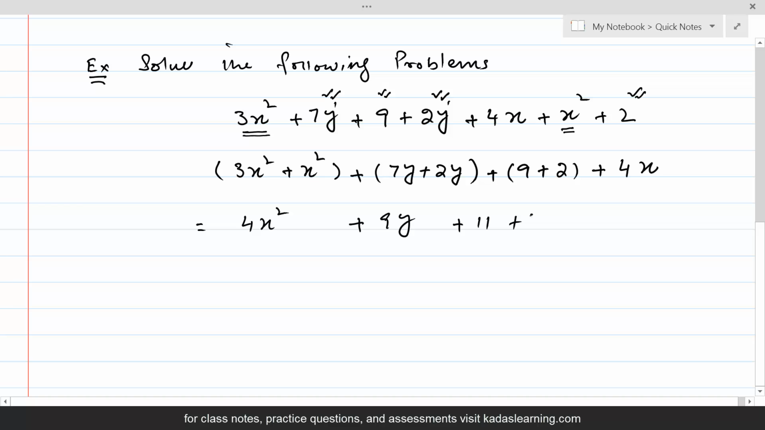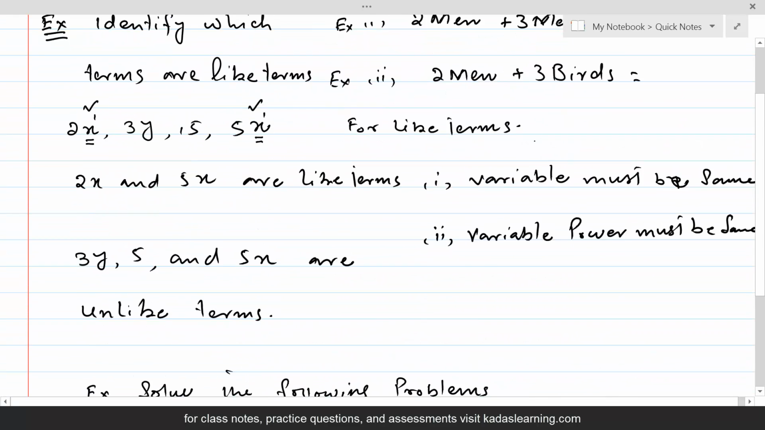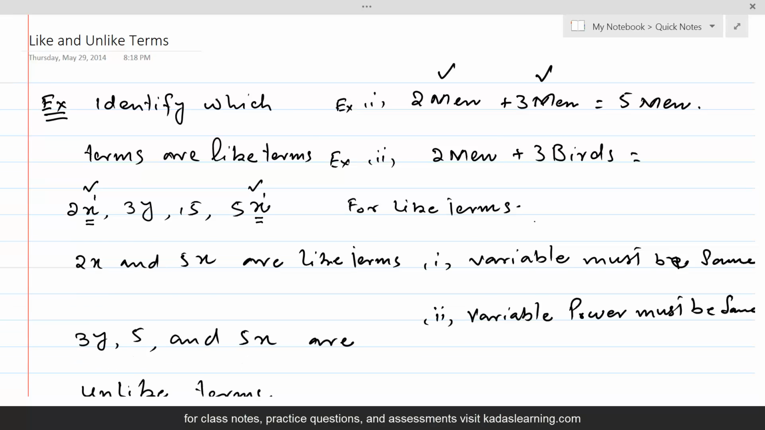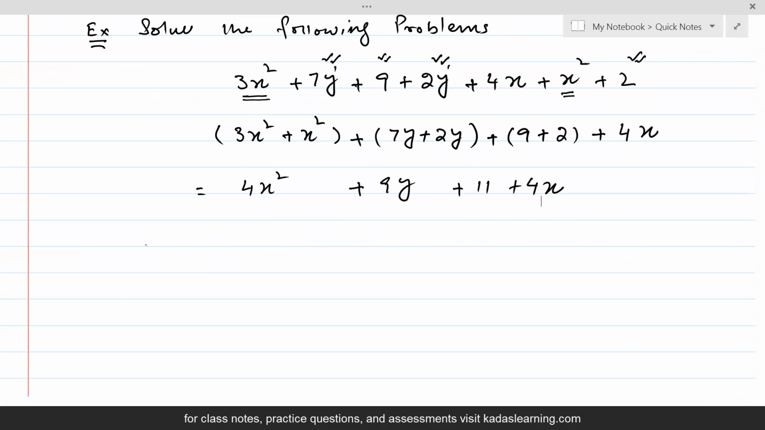It is a very common mistake that students make, that they add up the power. Like 3x squared plus x squared, many students would be tempted to write 3x to the power 4. No, that is not true, because if you look at 2 men plus 3 men, they are 5 men. There is no increase in power. So you should be careful that exponents should never be added.